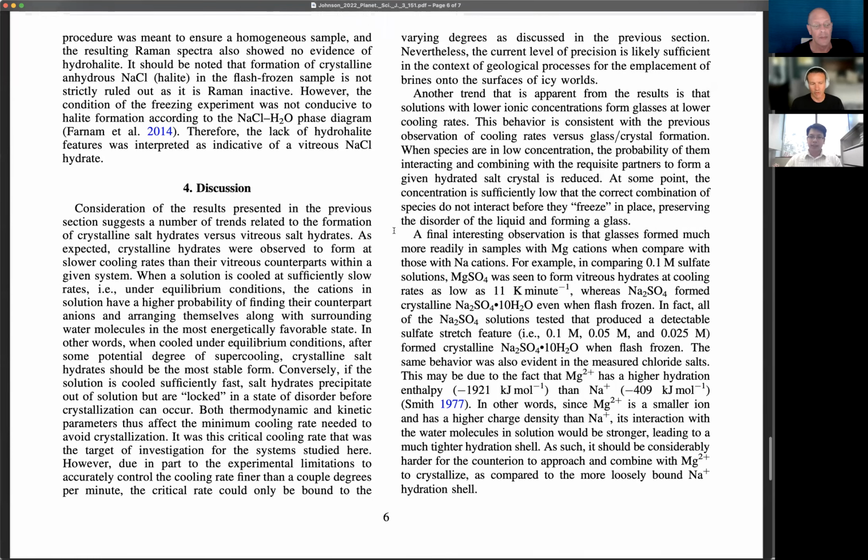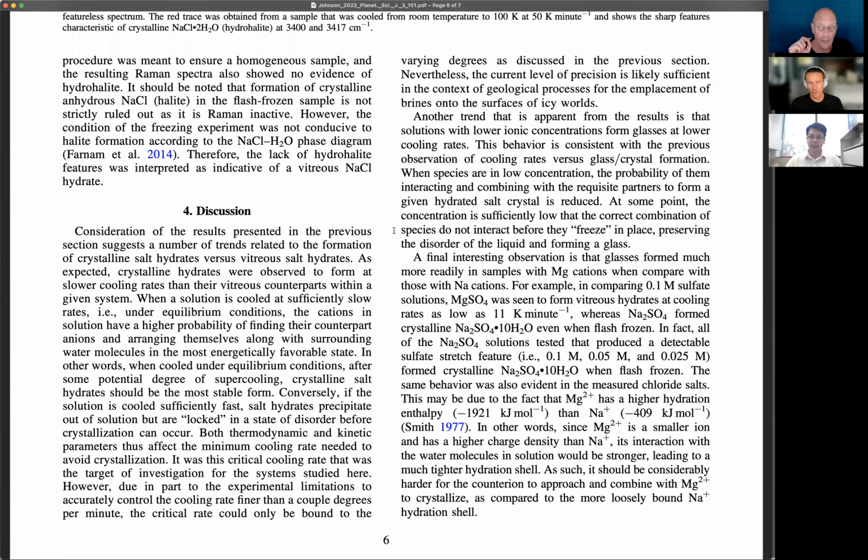that glasses are forming. The faster you freeze things, the more likely you are to get a glass. I don't think this is a big revelation, but our observations follow what the expectation is. Basically, when things are going slowly, ions in solution are able to look around and find the partner they want to dance with to be in their lowest energy configuration, in their preferred state. Whereas if you freeze it fast enough, they're kind of locked in place before they can arrange themselves in their preferred way. So nothing revolutionary there, but it follows what we expect.